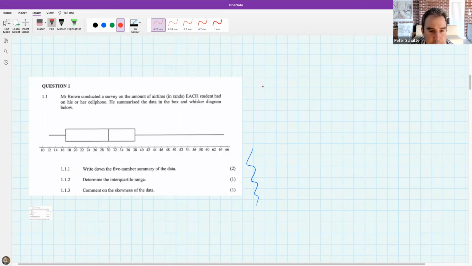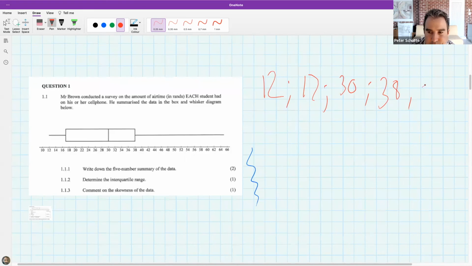What's the min? The min is 12. It's 10. Perfect. What's Q1? Q1 is 17. Perfect. What's Q2? 30. Yes. What is Q3? 38. Perfect. And what is the max value? The max value is 65. Perfect. Thank you, Lusanda. 2 marks in the bag.